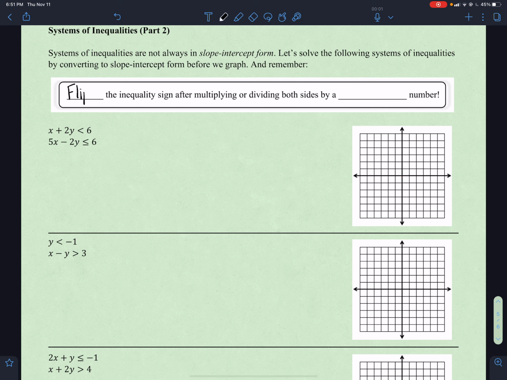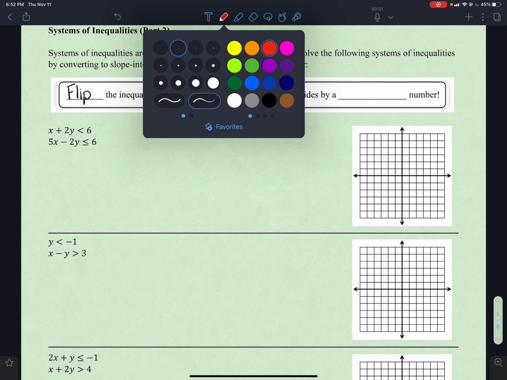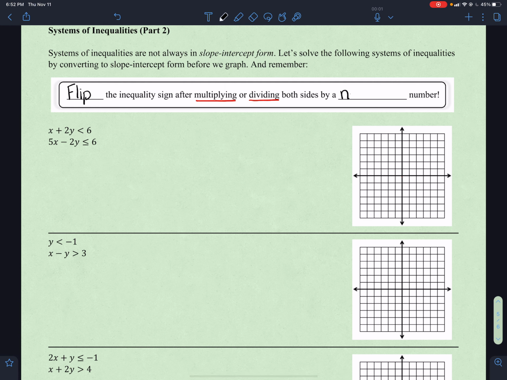So if it is a greater than, it'll become a less than. If it's less than, it'll become a greater than. So flip the inequality after multiplying or dividing, whichever one you do, both sides by a negative number. Okay, so first things first, let's get each equation into slope-intercept form with an inequality.